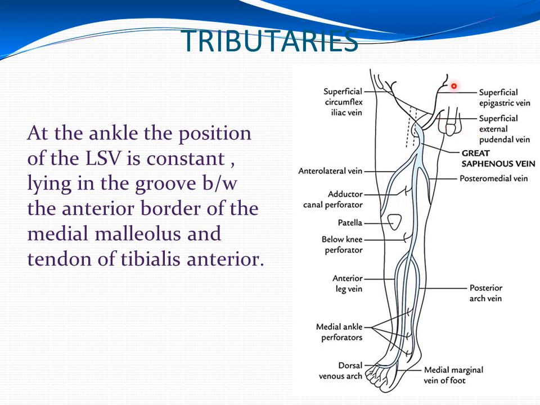So the superficial external pudendal vein passes superficial to the spermatic cord and drains part of the scrotum and receives blood from the superficial dorsal vein of the penis.